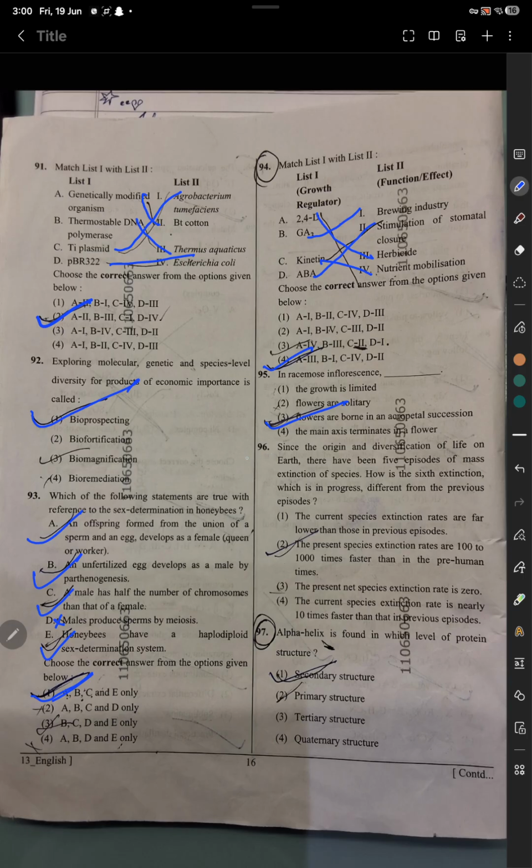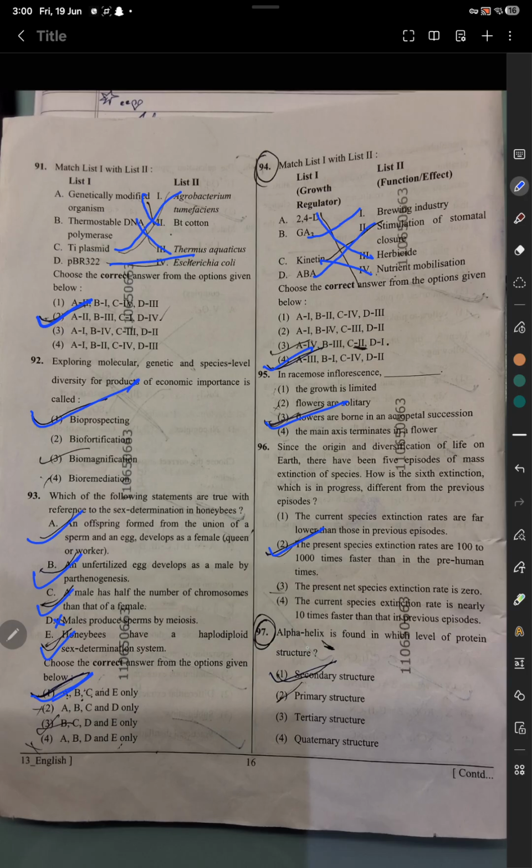And question number 96 is, since the origin and diversification of life on earth there have been 5 episodes of mass extinction of species. How is the 6th extinction, which is in progress, different from the previous episodes? So option number 2 is the correct answer: the present species extinction rates are 100 to 1000 times faster than in pre-human times. So option number 2 is correct.